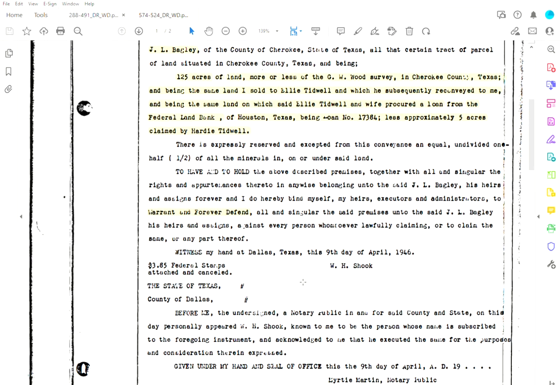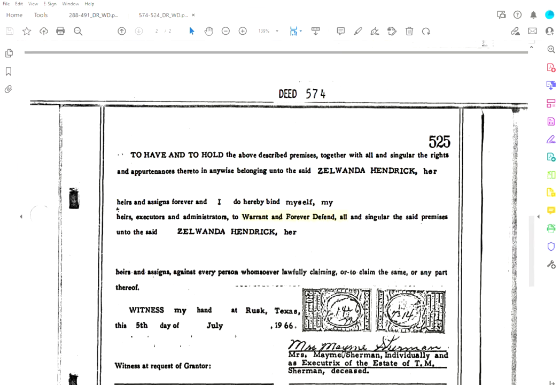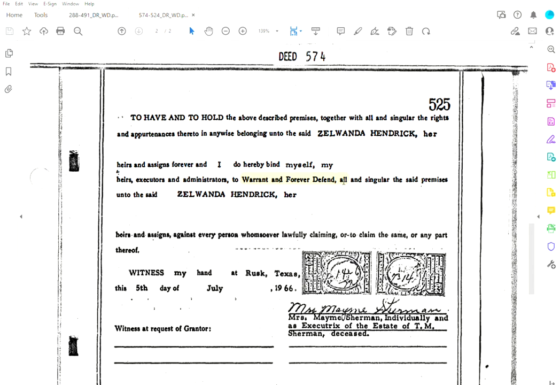Let me just continue to scroll down. And the same as in the prior document, we have warrant and forever defend. So let me find it in this document. We didn't go that far down. Warrant and forever defend. This is where we get warranty deed from. So warrant means guarantee. So what that's saying is I guarantee to you that I have title to this property and I will forever defend it. They're also binding their heirs to defend it.